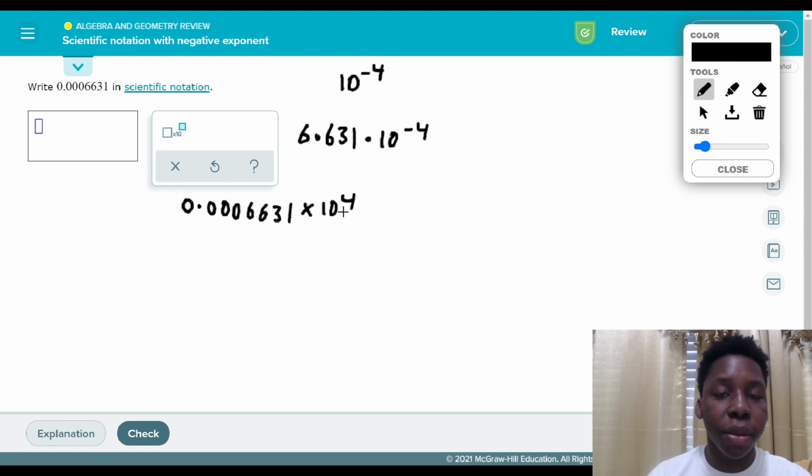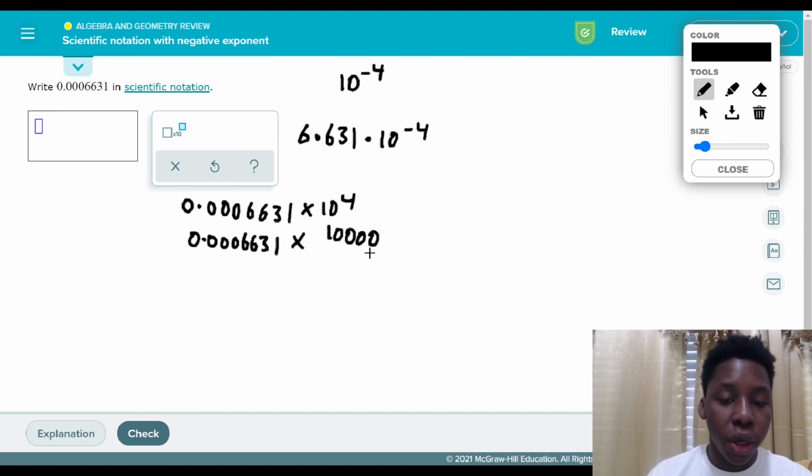And remember, when we're multiplying by 10 to the power anything, we always bring the decimal point forward. So 10 to the power 4 is basically saying 1 and then 4 zeros behind: 1, 2, 3, 4. So this means 0.0006631 times 1 with 4 zeros behind. So the dot comes forward, four times. What we're left with now is 6.631. So that's another way of finding what to put in front here.